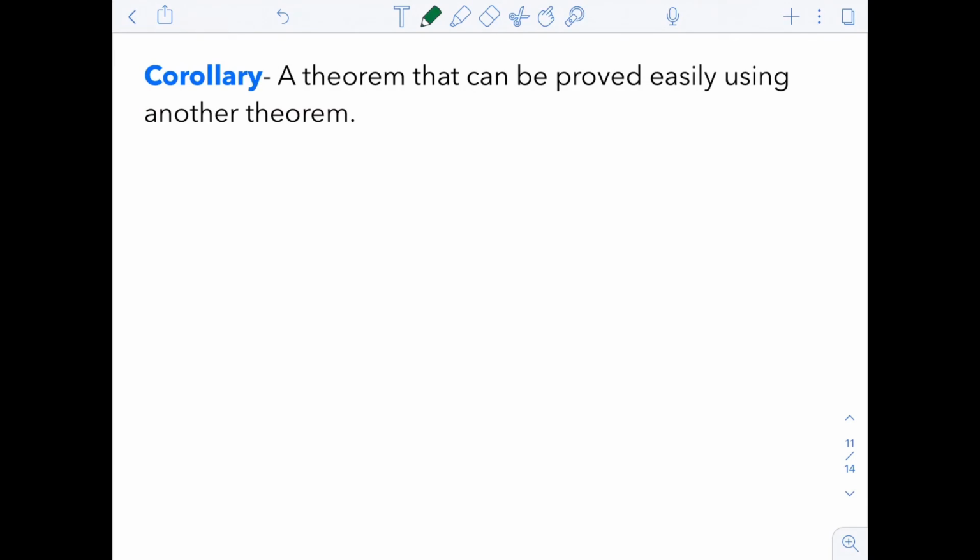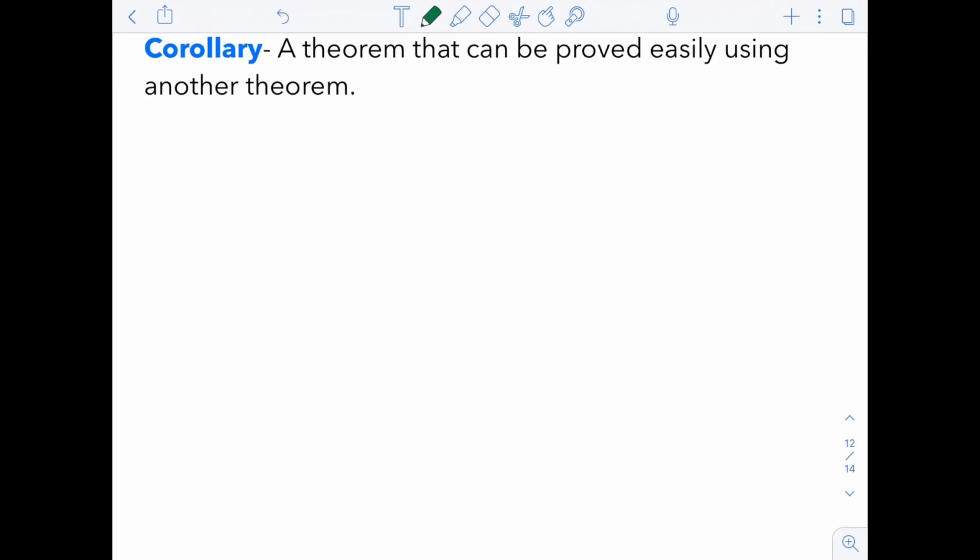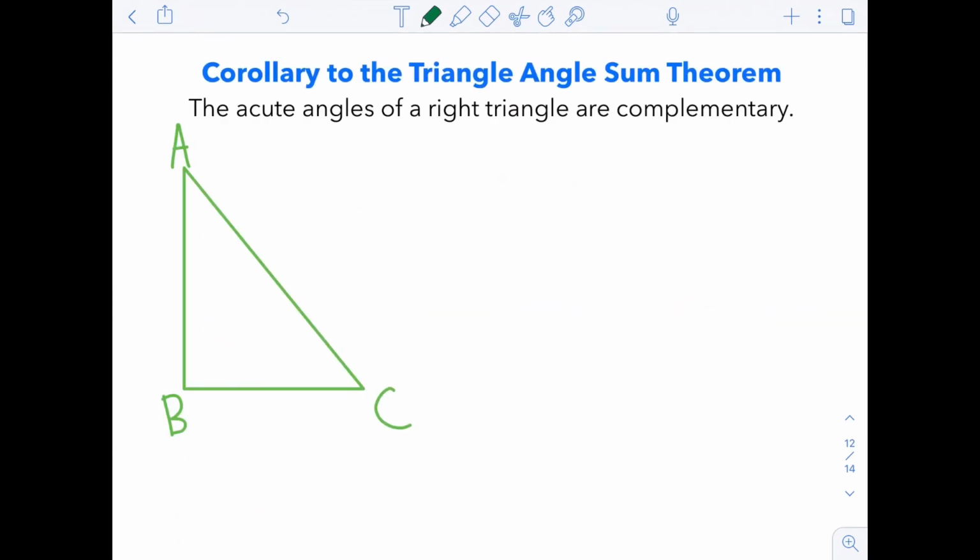So now let's talk about corollaries. A corollary is a theorem that can be proved easily using another theorem. So an example of this is the corollary to the triangle angle sum theorem, which says that the acute angles of a right triangle are complementary. So as I said earlier, the triangle angle sum theorem says that the measures of the interior angles of a triangle add up to 180.